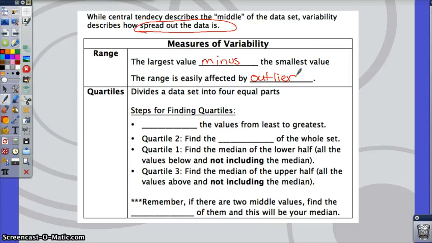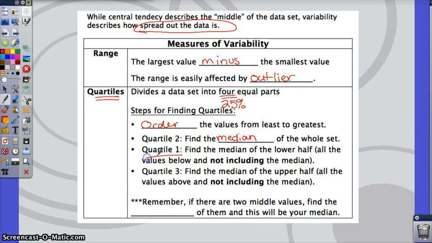Quartiles divide a data set into 4 equal parts, and when you think about that, it's like a quarter, quartile. It's going to be about 25% of the data in each region, okay? So steps for finding the quartiles, you need to first order the data. I like to do it from least to greatest. Then to find quartile 2, you're really just finding the median. So we'll typically call it median, but you can also call it quartile 2 of the whole set. So use what we talked about in the previous lesson to find the median. Then you find the median of the lower half, and you find the median of the upper half.